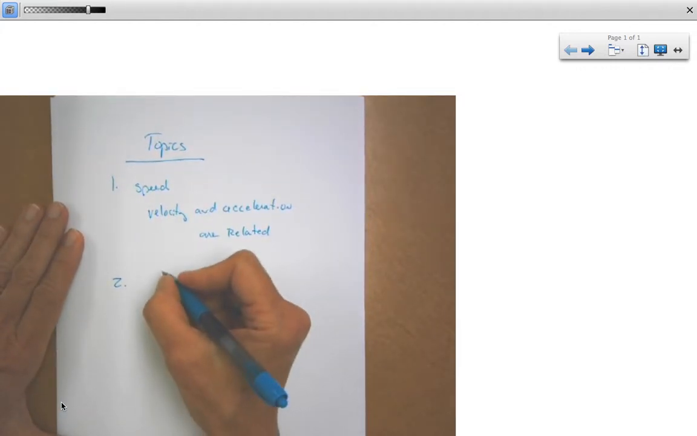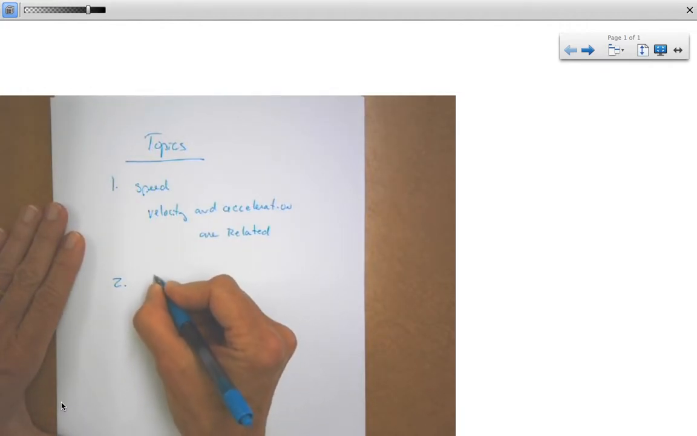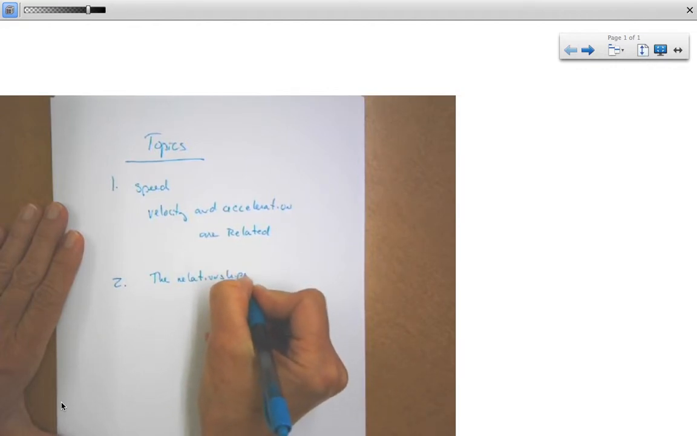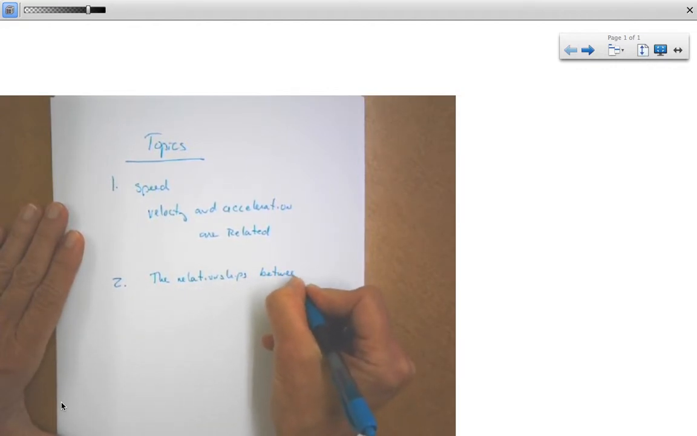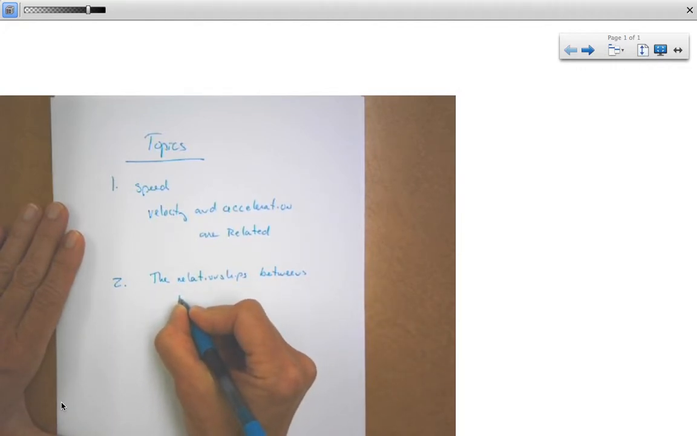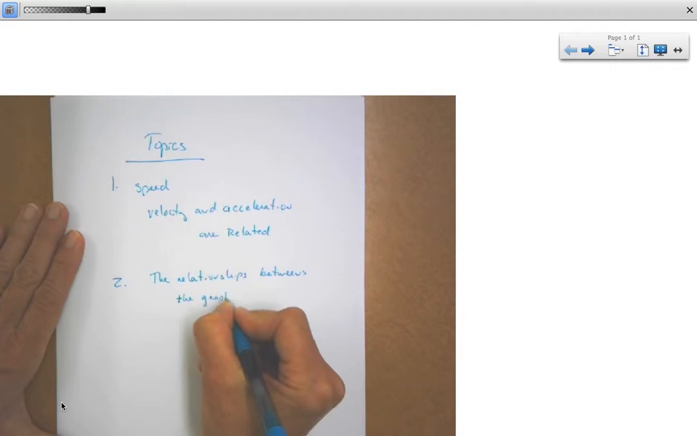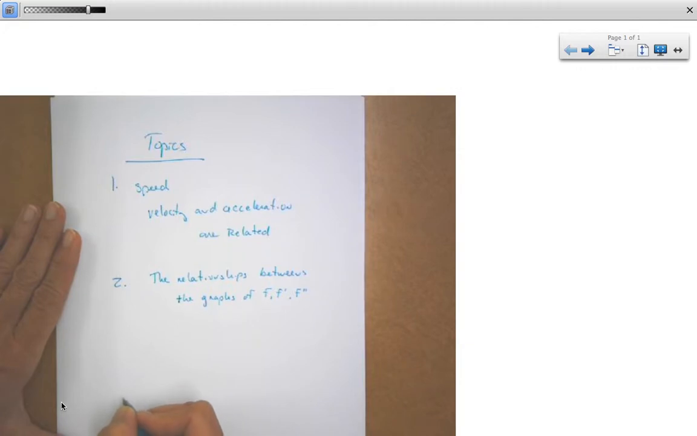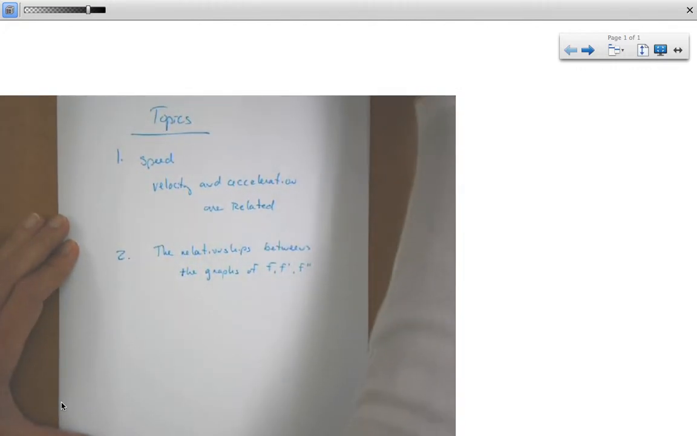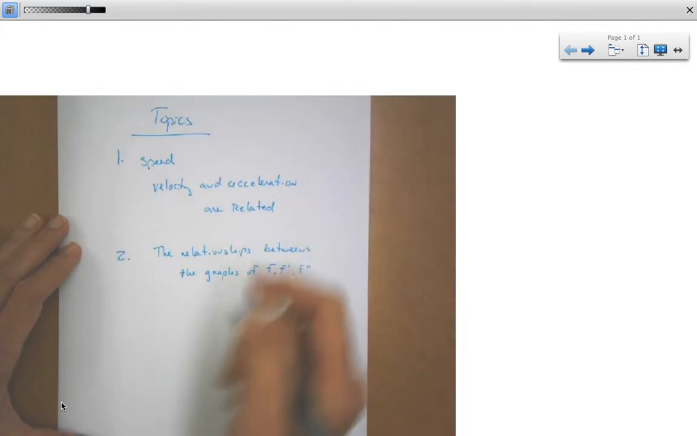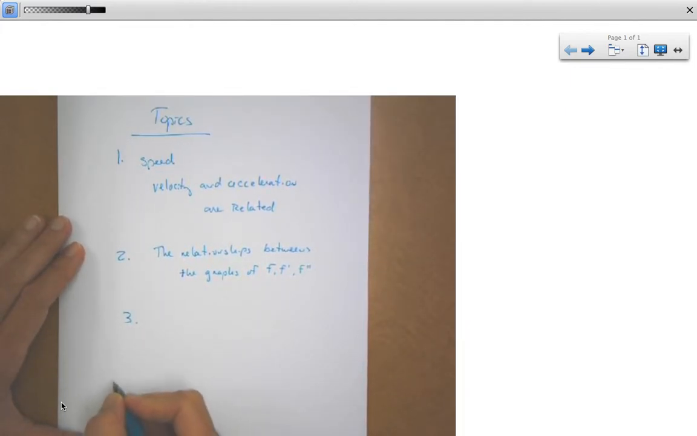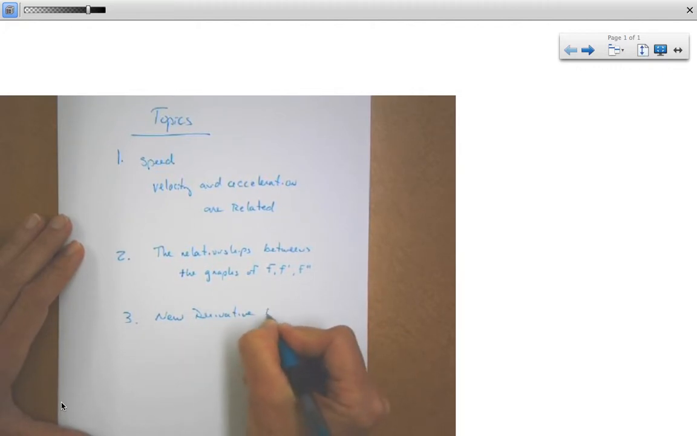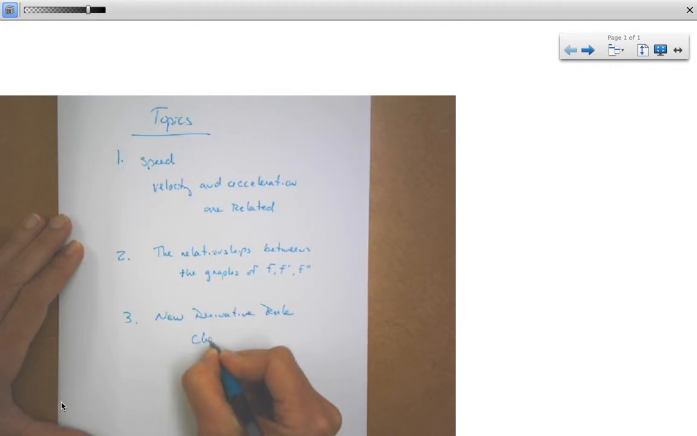Also, we have to start talking a little bit more about the relationships between the graphs of f, f prime, and f double prime. And a third topic, we're going to learn a new derivative rule, and that is the chain rule.